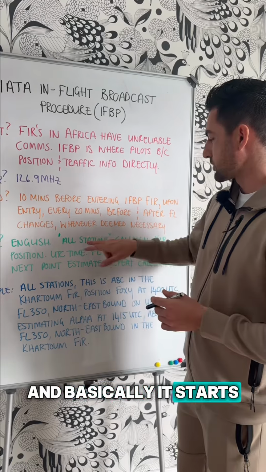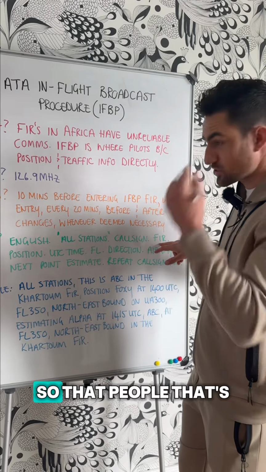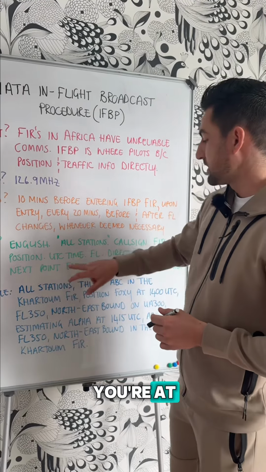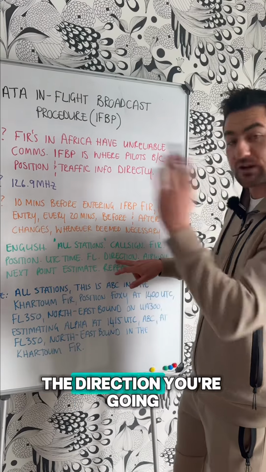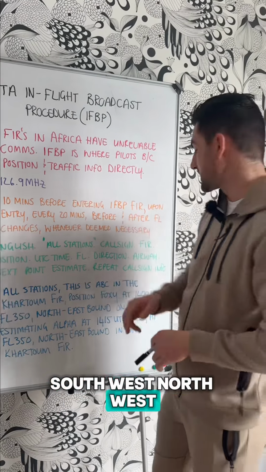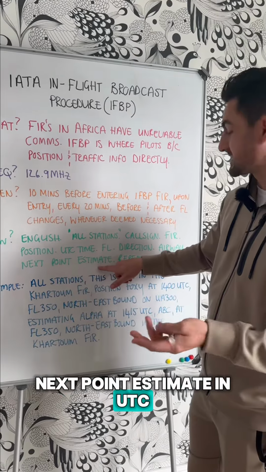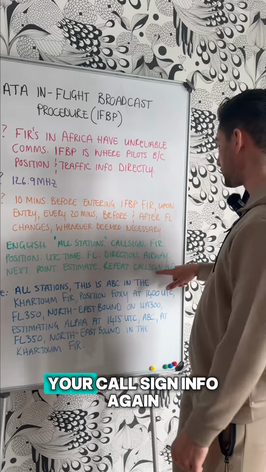Basically it starts with "all stations," then you give your call sign, then the FIR that you are in, so that people in that FIR immediately get your attention, the position that you're at, the UTC time when you're making this broadcast, the flight level you're at, the direction you're going in, north, east, southwest, northwest, whatever, the airway that you are on, the next point estimate in UTC, so when you're estimating your next point and what that point is called, and then you repeat your call sign info again.